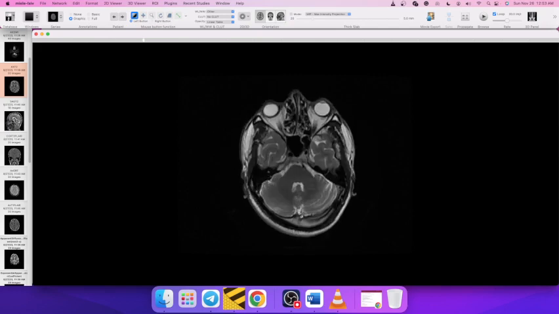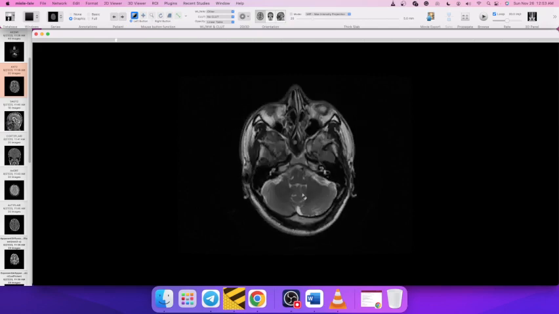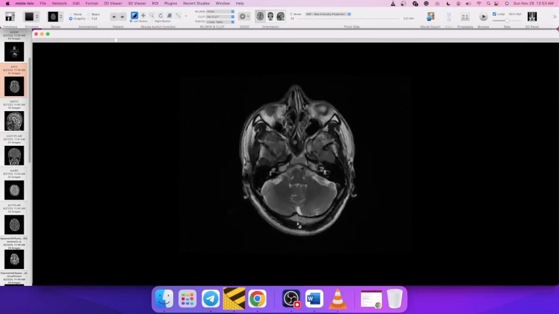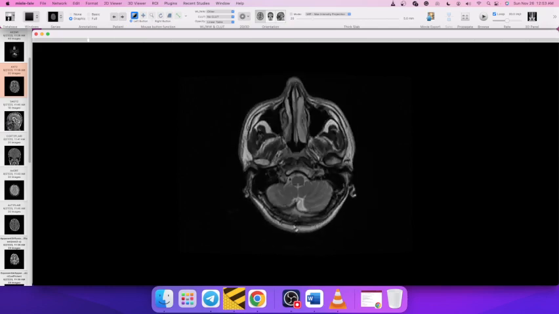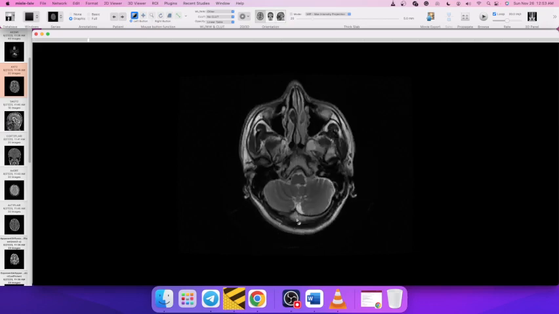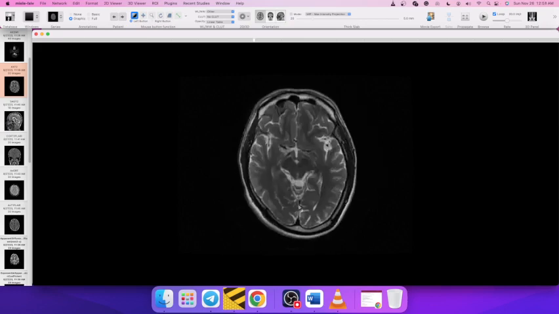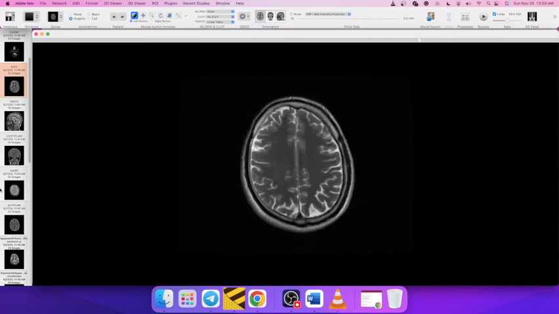The vermis looks great. The rest of the cerebellum looks great. The brainstem looks great. The overlying occipital bone, I don't see any remodeling. There are no vertical septations or any septations in this. And it demonstrates fluid signal, which is similar to the CSF.